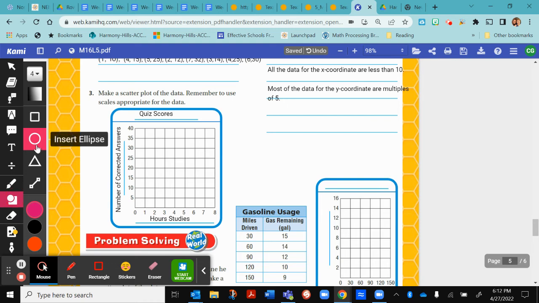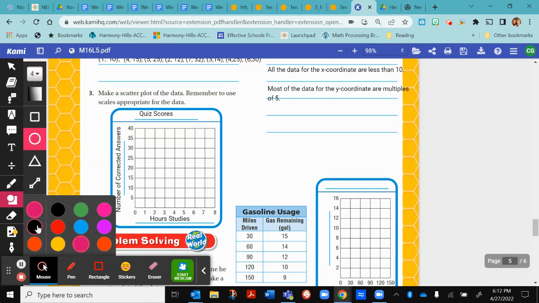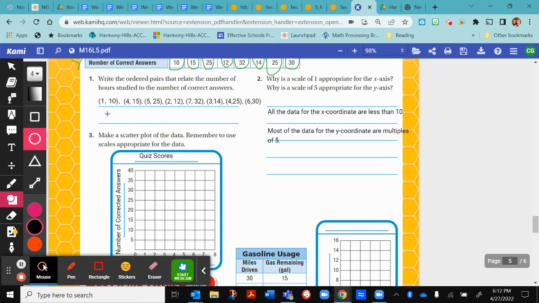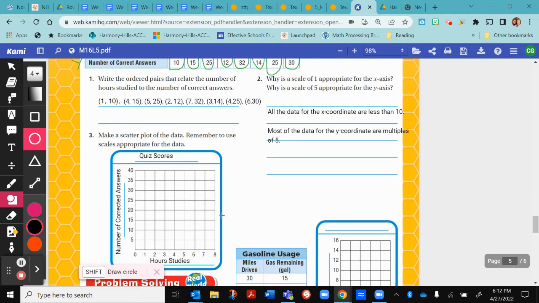I'm going to get my circle and darken that up. I do not want it to have transparency. And I'll make it black. So the first one I had was (1, 10). I'm going to close that up for just a second. So I'm starting at the point of origin, which is (0, 0). So here's 0. I'm going to move 1 unit to the right, and then I'm going up to 10. And I'm going to place that right on the intersected lines. And that's (1, 10).